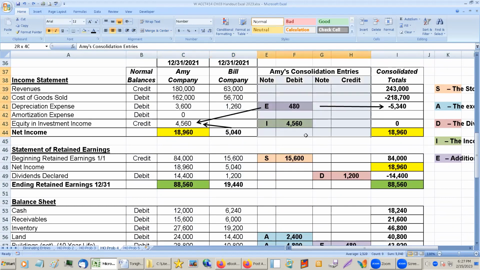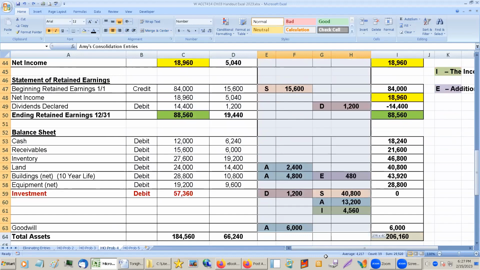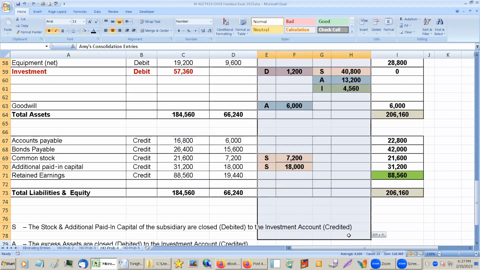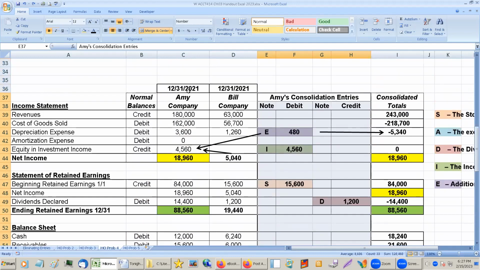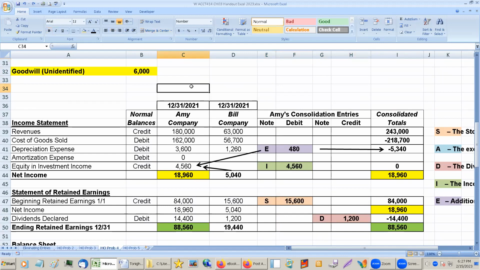These consolidating entries are on the books until you run the financial statements. They're consolidated and then they're reversed back out, and everybody goes back to keeping their own books separate. Amy will have their own books, and Bill will have their own books, and keep operating them separately.